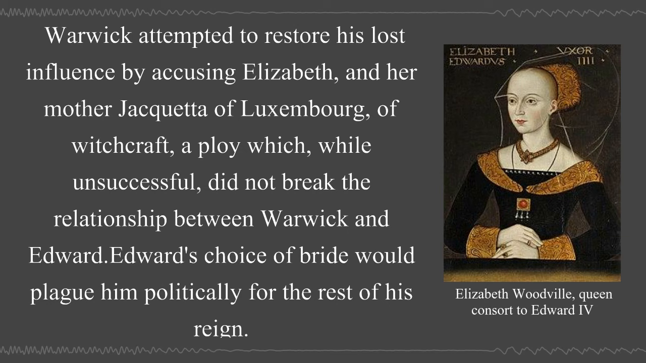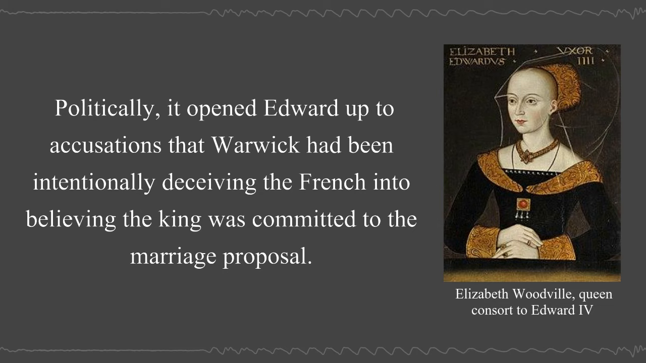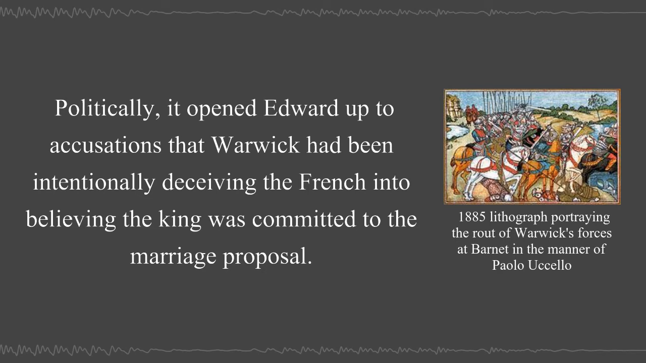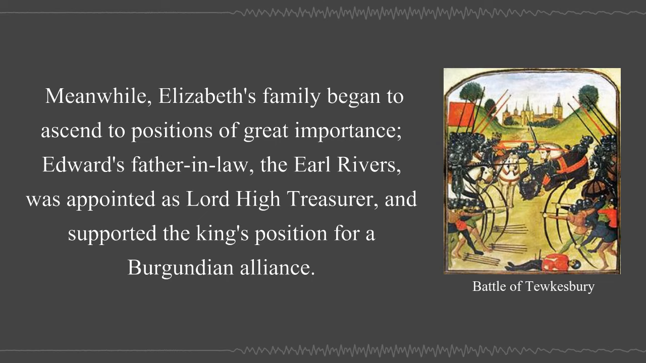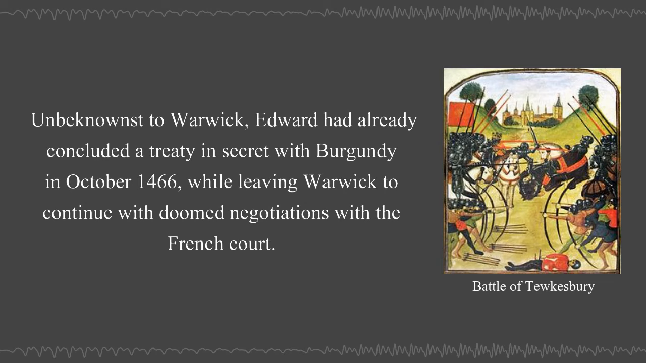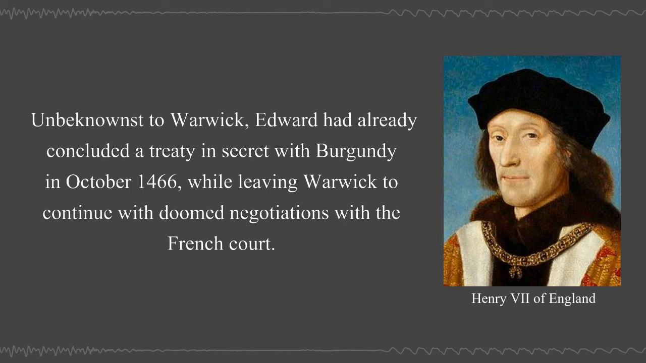Politically, it opened Edward up to accusations that Warwick had been intentionally deceiving the French into believing the king was committed to the marriage proposal. Meanwhile, Elizabeth's family began to ascend to positions of great importance. Edward's father-in-law, the Earl Rivers, was appointed as Lord High Treasurer and supported the king's position for a Burgundian alliance. Unbeknownst to Warwick, Edward had already concluded a treaty in secret with Burgundy in October 1466, while leaving Warwick to continue with doomed negotiations with the French court.